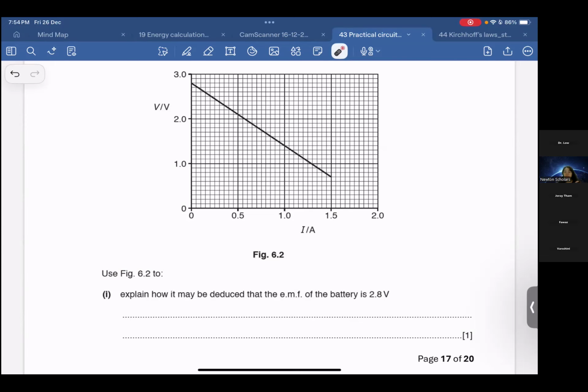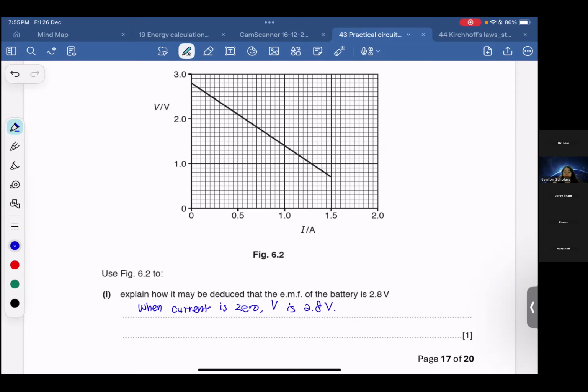Because the y-intercept 2.8 is the EMF because current is 0. Manjo, correct. Wesley, when current is 0, there is no internal resistance. Yes. So the V is actually the maximum V. That is our EMF. So the keyword is when current is 0, the V is 2.8 volt. That is our EMF. When current is 0, no internal resistance, so your maximum voltage is actually 2.8.